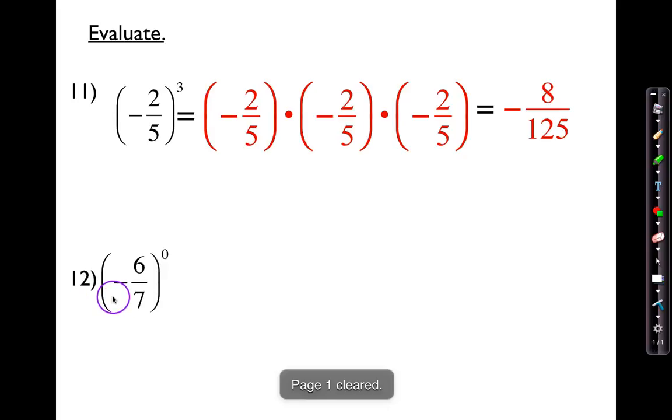And then over here, this 0 is not negative or positive, but we do remember this. Anything raised to the 0 power is 1. Here, you would read this as negative 6/7 to the 0 power. So of course the answer is just 1.